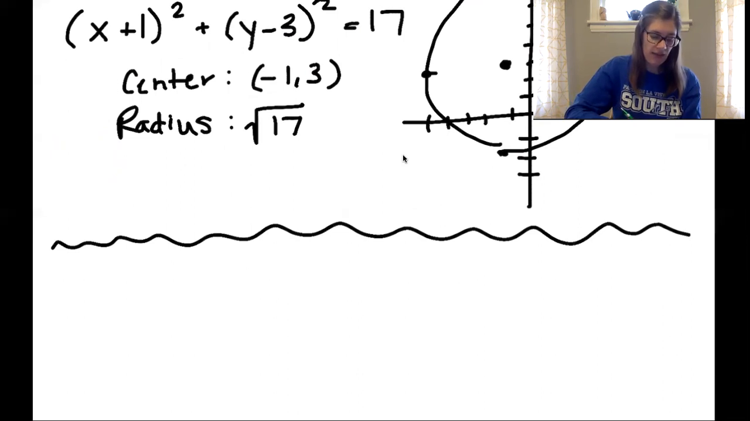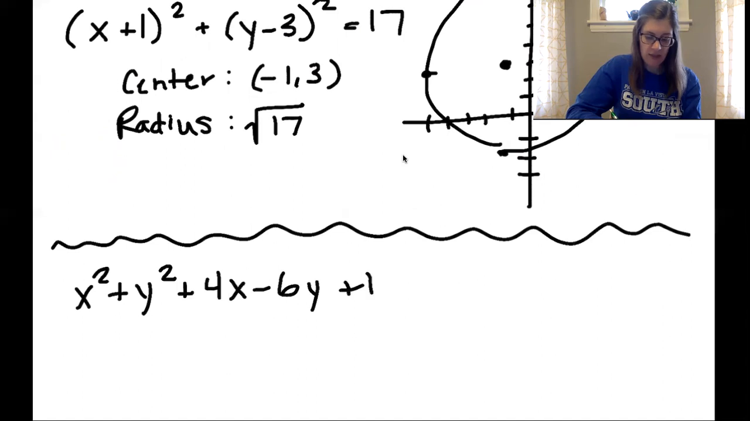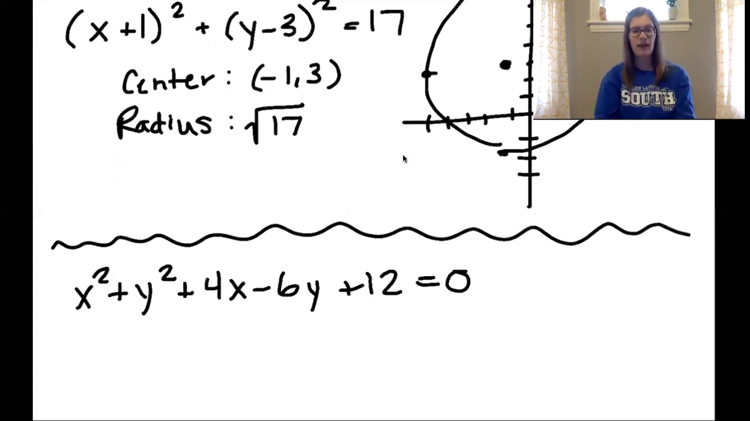So suppose I give you the equation x squared plus y squared plus 4x minus 6y plus 12 equals 0. And since I'm talking about circles today, I'm just going to tell you this is a circle.